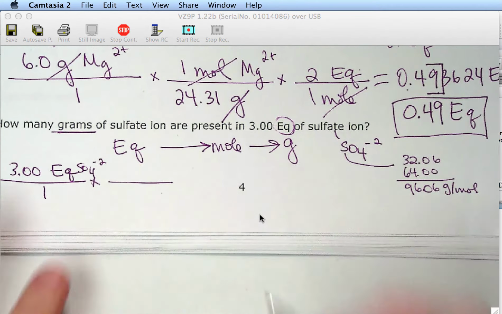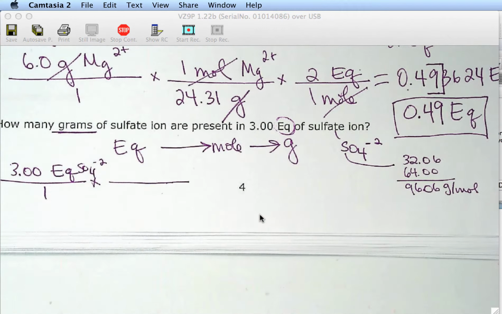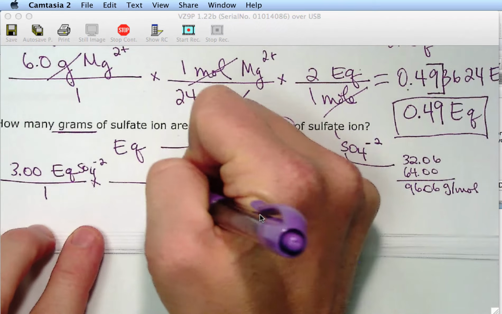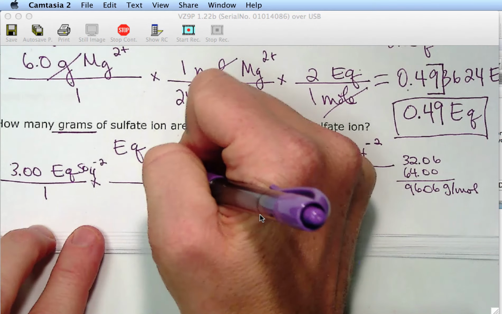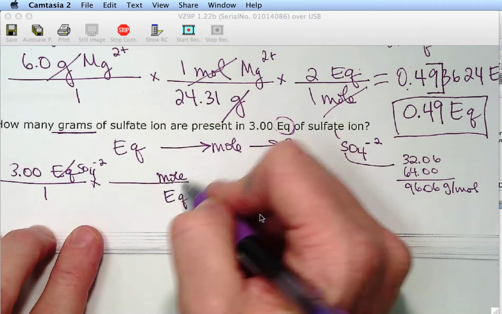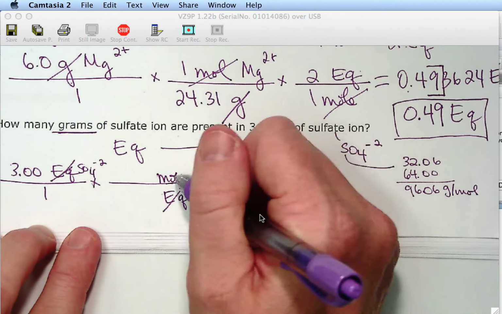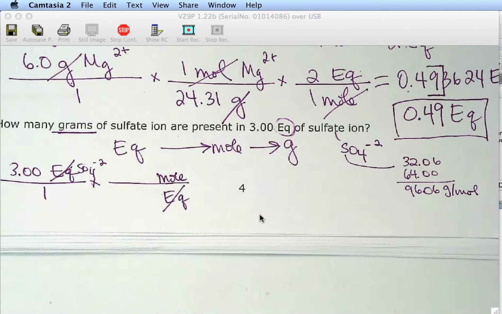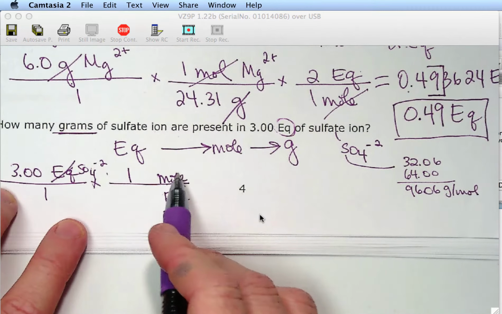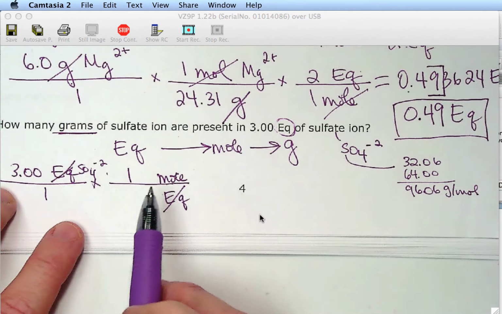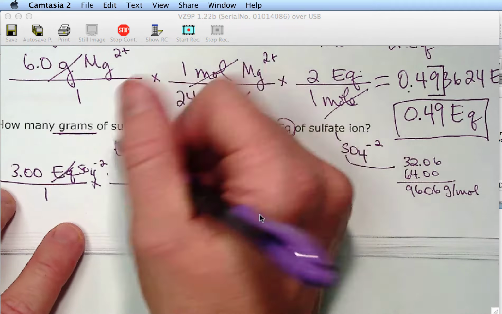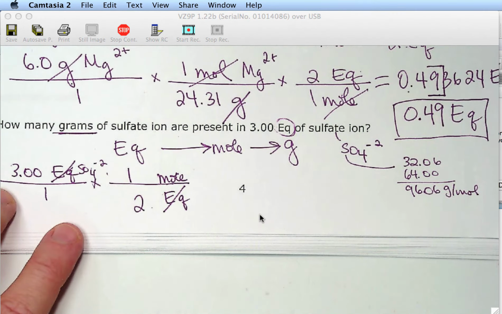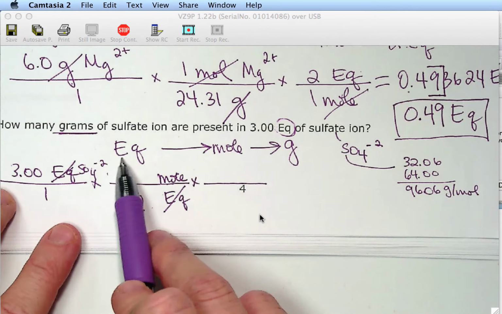So, when you're first dusting off the cobwebs from conversion, just think about the basic canceling things out. So equivalents cancels out, you'll be in moles. And then think about putting in your actual conversions. So remember we said 1 and mole always go together. And what are your equivalents for sulfate? 2. Excellent. Okay. So now I've gotten through this first step, equivalents to moles.